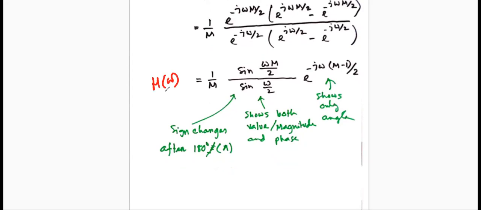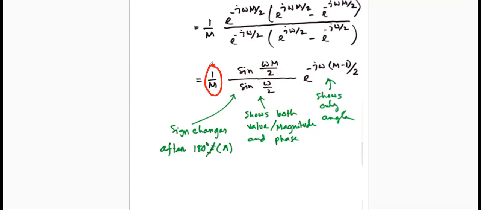So this is the equation. In this equation, we have both the phase part and also the magnitude part. First of all, this part, 1 by m, is a constant. There is no relation of the phase with 1 by m. That is a magnitude, and it remains a constant value.